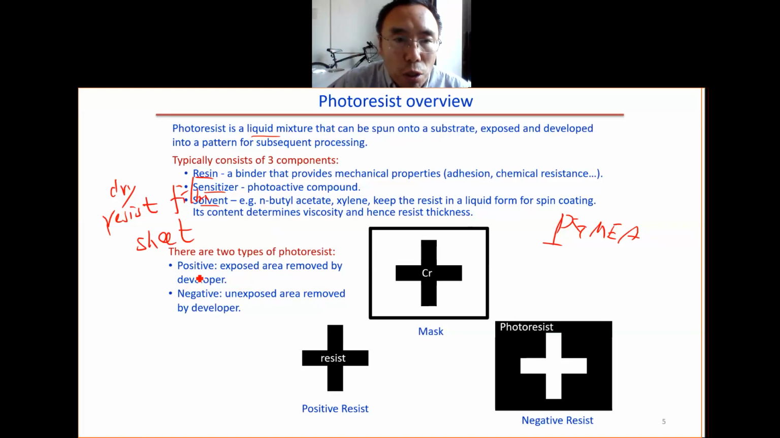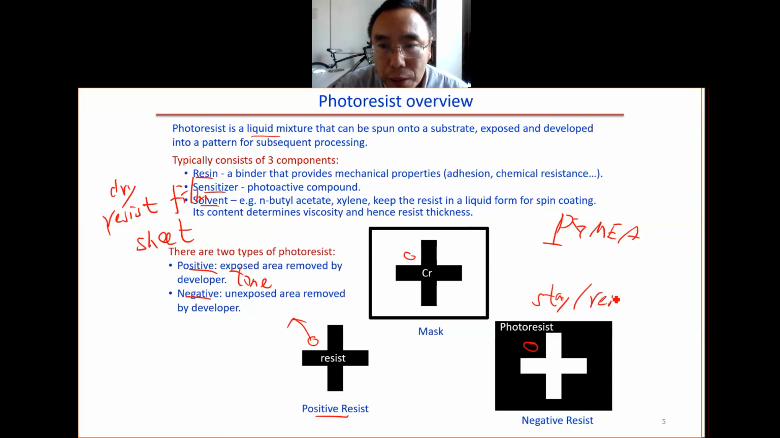For the tone, we have the positive tone and the negative tone. So here is the mask. This area is exposed. For the positive resist, the exposed area is gone. For the negative resist, the exposed area remains after development. For the positive resist, the exposed area is dissolved by the developer.